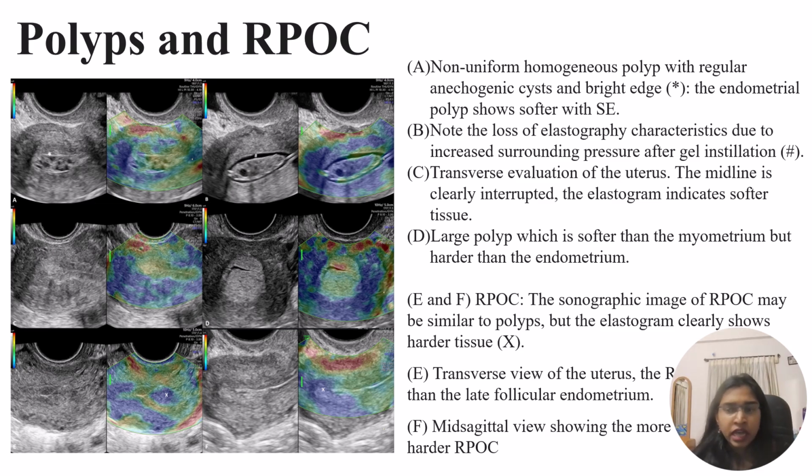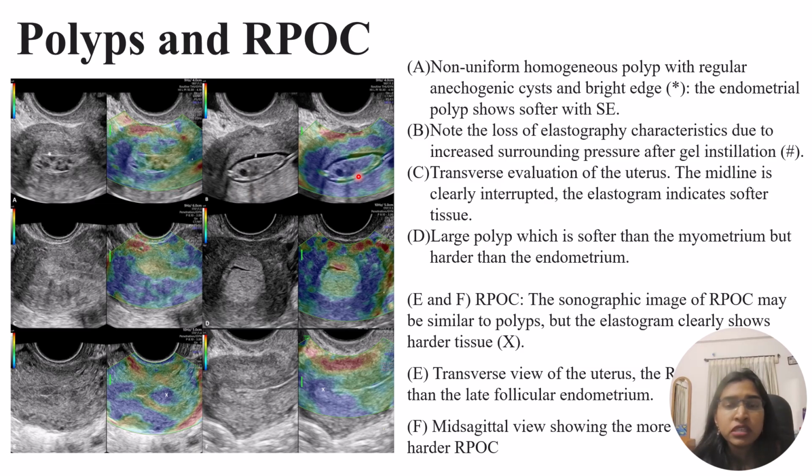So it can help in differentiating that, because the ultrasound elastography characteristics may facilitate the differential diagnosis between RPOC and softer structures such as endometrial polyp or blood clot. So see, first picture, it is showing a non-uniform homogeneous polyp with regular anechoic cyst and bright edge.